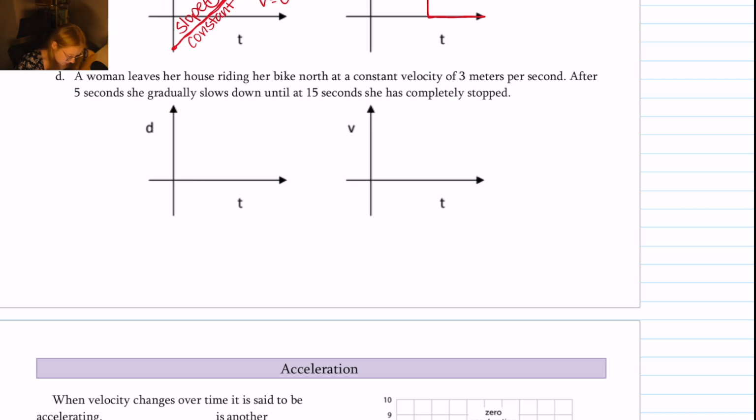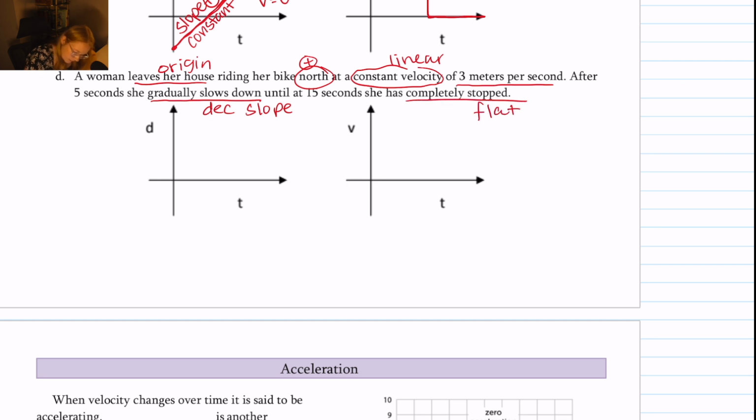Okay, let's look at this next one. A woman leaves her house riding her bike north at a constant velocity of 3 meters per second. So she leaves her house. We should start at the origin. She rides her bike north at a constant velocity, so we should do a linear line. After 5 seconds, she gradually slows down, so we should have a decreasing slope. Until at 15 seconds, she completely stops, so then we should turn into a flat line, which since it's already gradually decreasing, it should just naturally turn into a flat plateau.